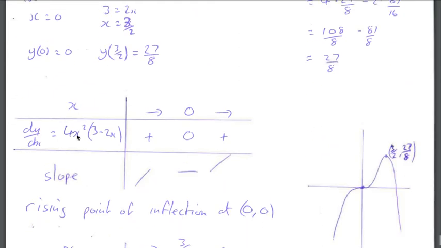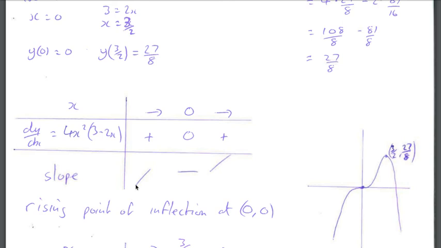So here, dy dx is 4x squared bracket 3 minus 2x. So if I substitute in my 0, 4 times 0 squared multiplied by anything will be 0. So the slope at that point is horizontal. Now look before 0, so I'm going to pick negative 1. 4 times negative 1 squared is positive 4. 3 minus 2 multiplied by negative 1 is 3 add 2, which is 5. So I have 4 times 5, so I've got a positive multiplied by a positive, which is going to give a positive answer. So before x equals 0, the curve is increasing.